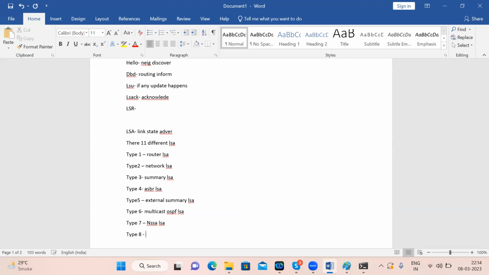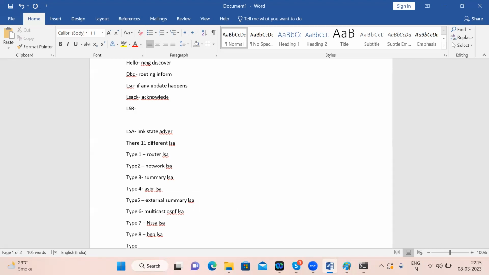Type 8: external attribute LSA for BGP. Basically, it is known as the BGP LSA. In short, we call it like a BGP LSA.